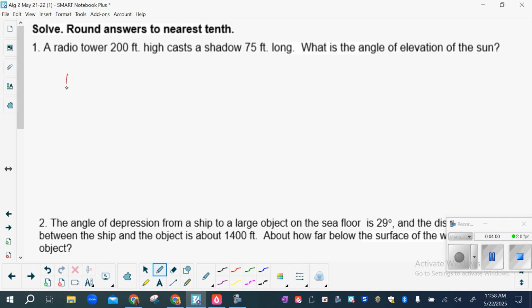So we've got a radio tower, and this is our right angle. The radio tower is 200 feet high. And the shadow is 75 feet long. So that shadow is on the ground. This is our 75 feet. And we want to find the angle of elevation of the sun. So here's the sun. So we are again going with the horizontal and we're going up. So we want to find this angle here. So here's our person.